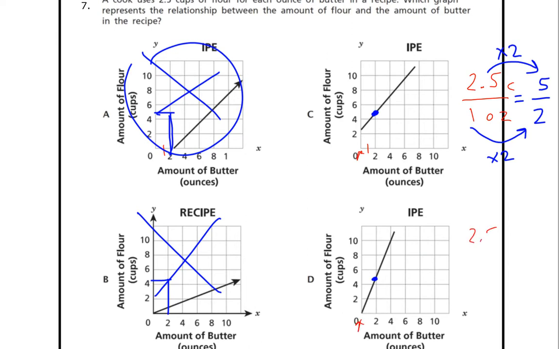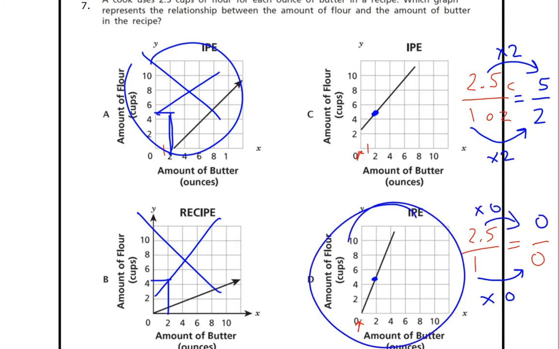So if 2½ cups is 1 ounce, how many cups is 0 ounces? Well, the multiplying factor here would be 0. So this is the final answer. I'm done.